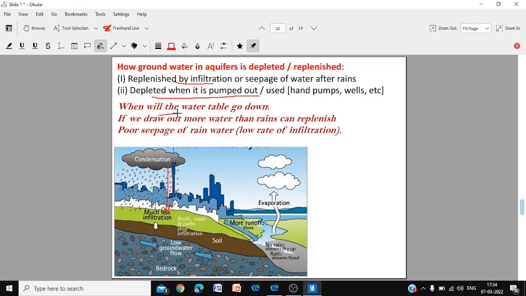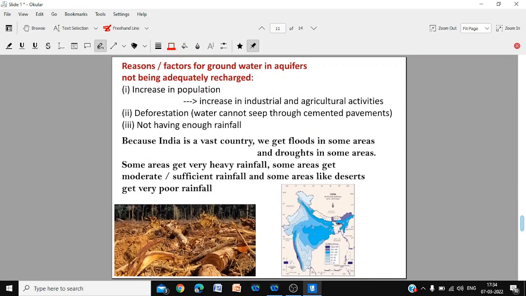When will the water table go down? If we draw out more water than rains can replenish. Poor seepage of rainwater, that is low rate of infiltration. Why? There's a low rate of infiltration because of cement structures, not loose soil. Here no infiltration can be there, there will be runoff. Deforestation, when forests are cut and we build houses and factories, then water cannot seep inside, infiltration will be low. Or when there is poor rainfall, then also the infiltration will be low.